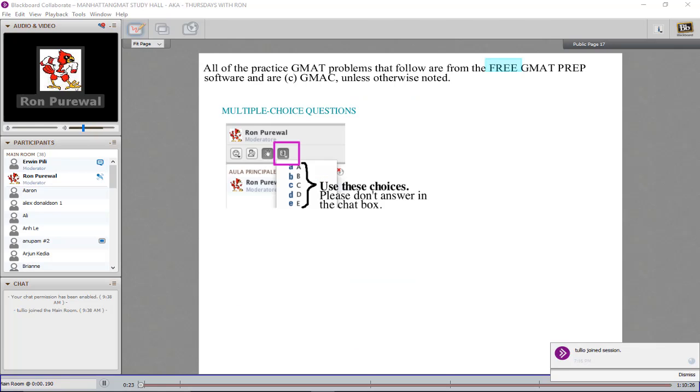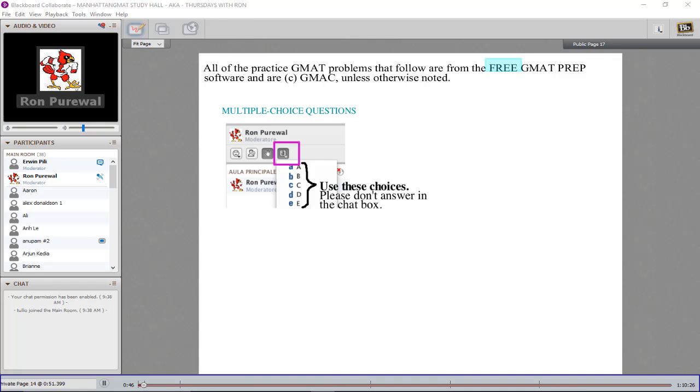When we show you problems that we don't source, they are from the free GMAT prep, although actually most of today's are from our materials. And don't forget that this is where you find the multiple choice options. Okay, let's do a problem.